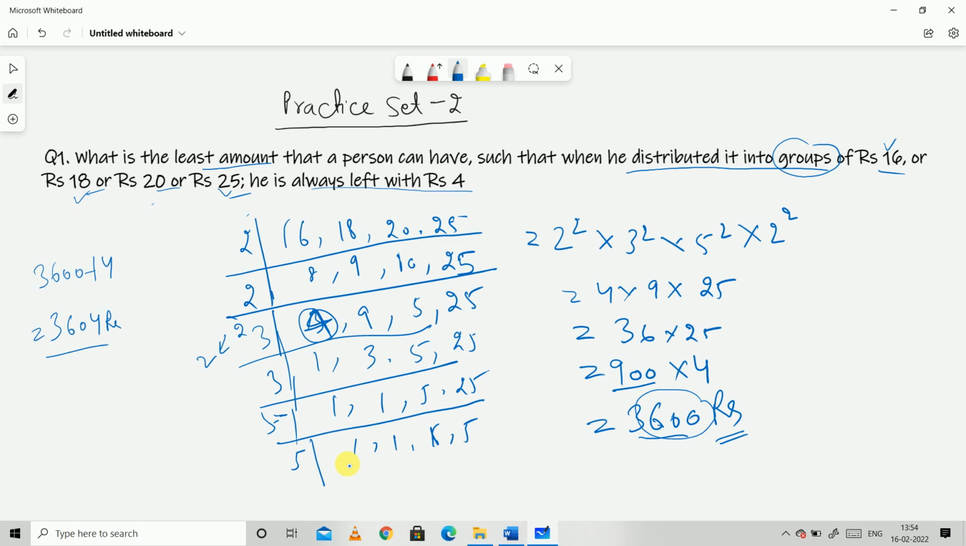Now this is the least amount which if he has, then if he distributes it into a group of 16 or 18 or 20 or 25, he will always be left with rupees 4, because this 4 is the extra part, isn't it? 4 is this extra part, because 3600 will get completely divisible as it is the LCM of these numbers. So this part will always get divisible, and therefore 4 is the extra part which will always be left as the remainder, or 4 rupees will always be left with him. Okay, so I think this is clear to you.